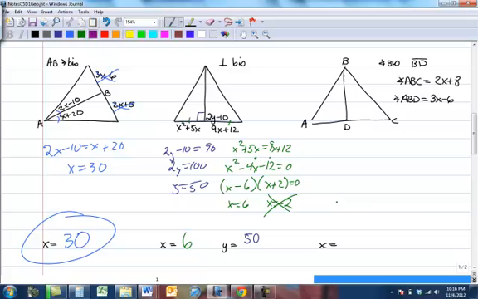That brings us to the third one. Angle bisector BD. That means that this is congruent to this. This whole thing, ABC, is 2x plus 8. ABD, this guy, is 3x minus 6. So that means we need 2 of these guys to get 1 of these guys. All right, so we got 6x minus 12 equals 2x plus 8. 4x is equal to 20. X is 5.